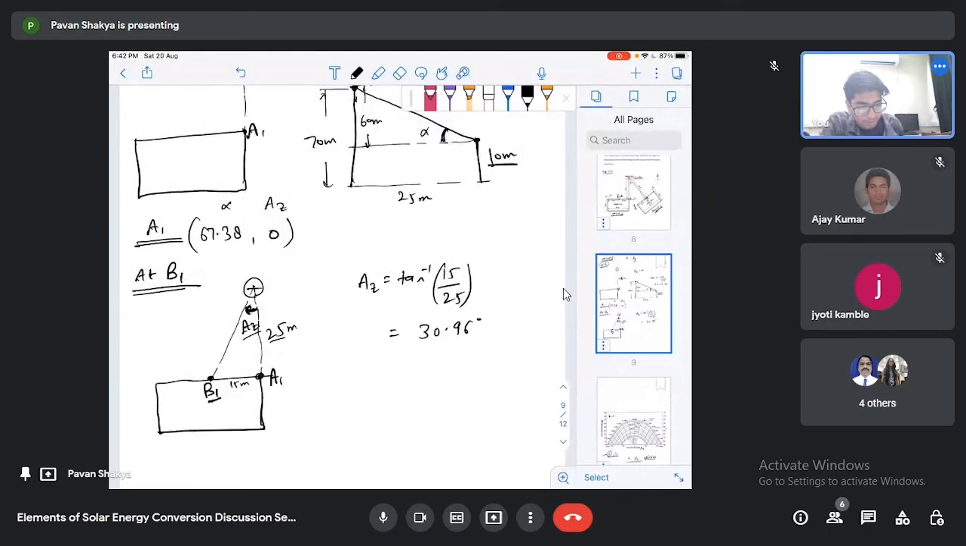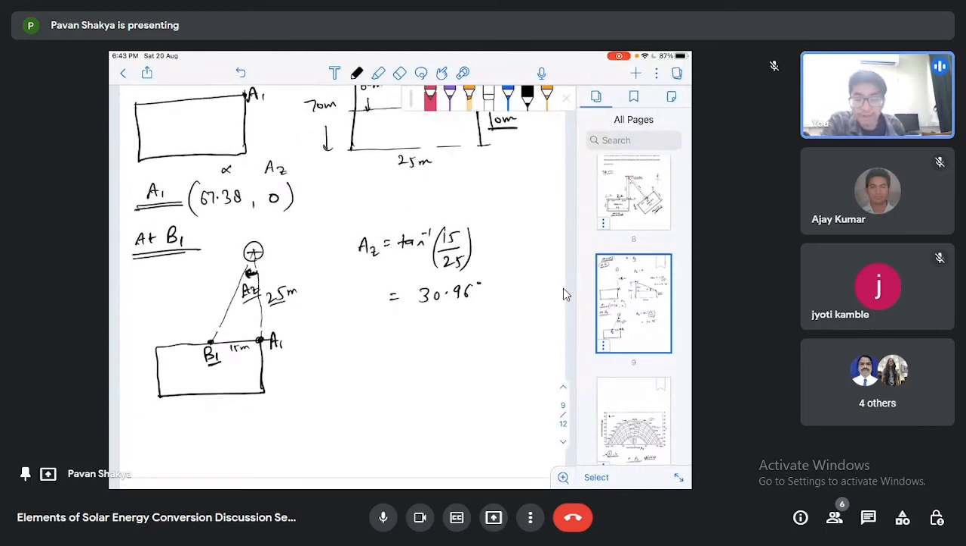Now, second, we will try to find the value of alpha. For alpha, first we have to find this value between the B naught and this observer.